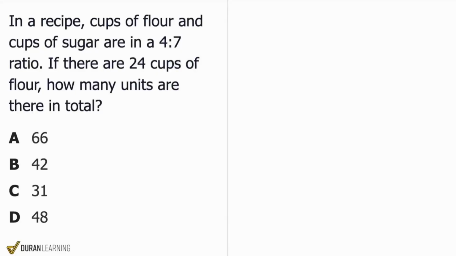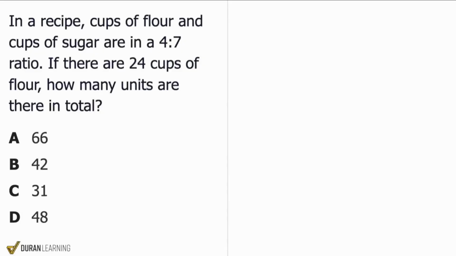When we read the question sentence, sure, they're going to give us information here where they're going to say if there are 24 cups of flour, whatever. But everybody, give me one word of what we're actually looking for. What are we actually looking for in one word? We are looking for the total right there. How many units are there in total? They're not asking for how many cups of flour, how many cups of sugar. They're saying the total.